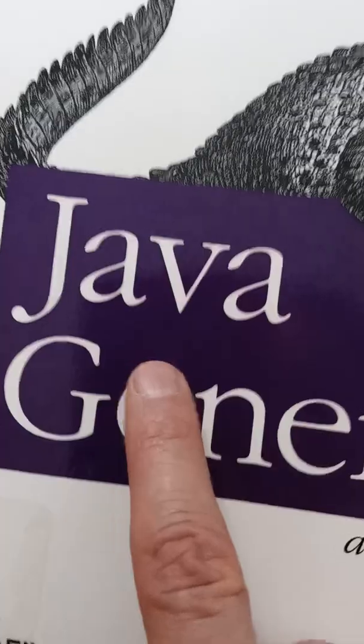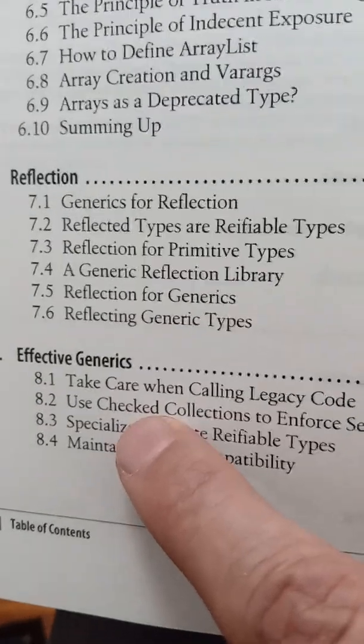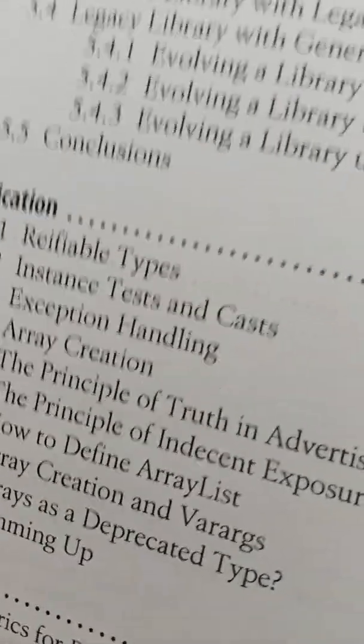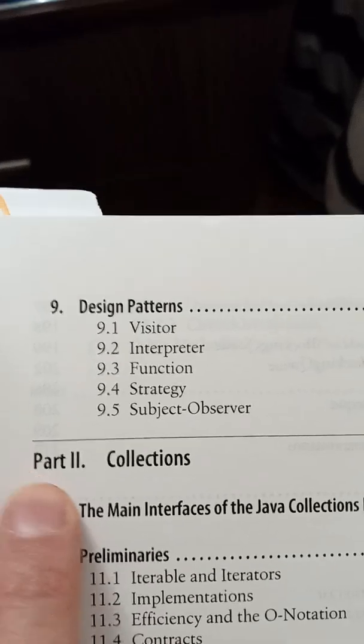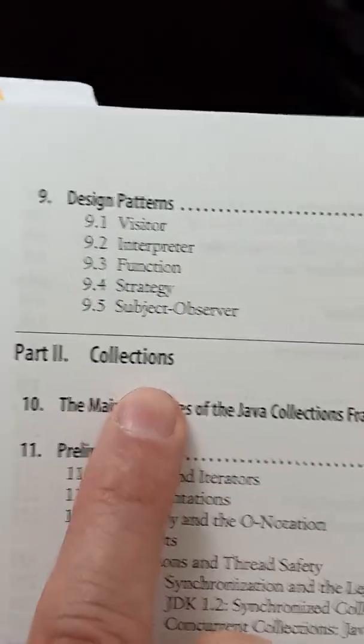Another thing about the book is it's Java Generics and Collections, and oddly, they actually start talking about collections early on in the book. There's even a section here on effective generics: use checked collections to enforce security. Then you move farther down the table of contents and come up with section 2. Part 2 is collections. This is chapter 8, effective generics, then 9, design patterns, and then Part 2, collections. So they talk about collections early, and then they start to teach you what collections are.